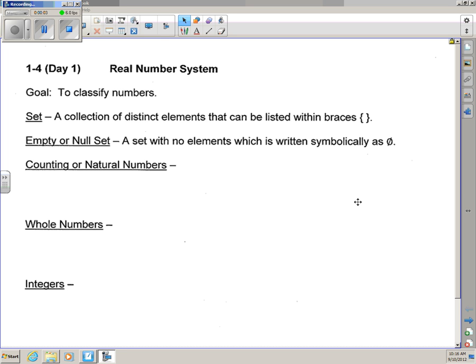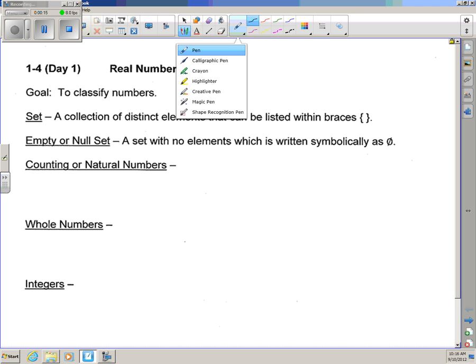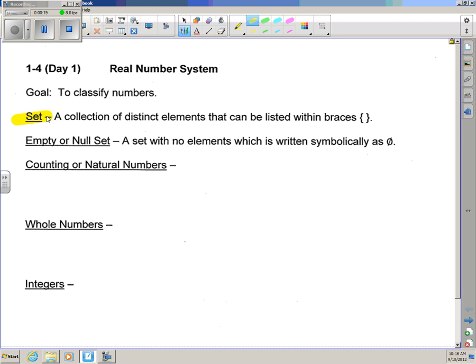Today's lesson we're going to talk about the real number system. And in terms of the real number system, classifying numbers really talks about having sets of numbers, and a set is just a collection of distinct elements. When you write those elements, you always put them in braces. So a set is a collection of elements that are listed within braces.